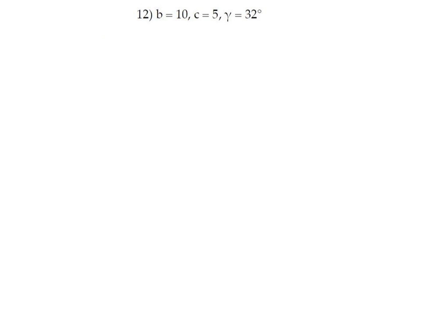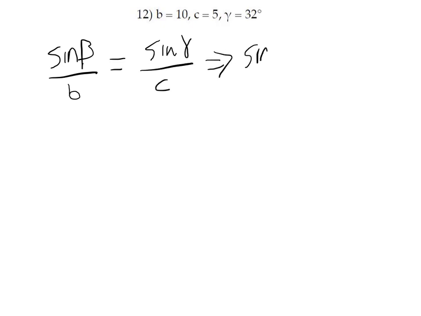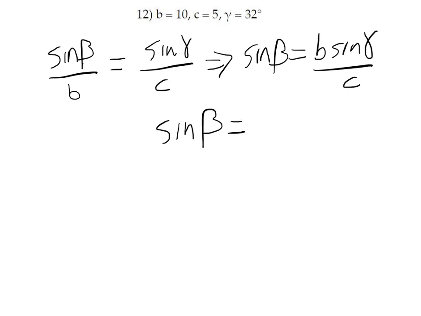Determine the number of triangles. Now in this case, we have an opposite pair. So we should be able to use the law of sines. Using the law of sines, the missing piece would be beta, so we'd have sine beta over b equals sine gamma over c, which leads us to sine beta would equal b sine gamma over c. So sine beta would equal, now we've plugged this into our calculator, and we get 1.06-ish.